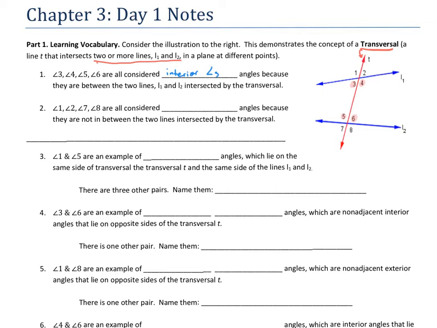Likewise, angles 1, 2, 7, and 8 are on the outside of our two lines, line 1 and line 2. So we call those exterior angles.